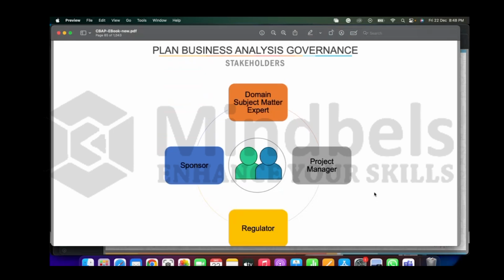Now, who are your stakeholders in governance? This is important. Four people are involved: sponsor, project manager, regulator, and domain subject matter expert. These people are required to be part of your stakeholder list when you are planning your governance activity. You have to tell these people to be part of the discussions whenever you're doing governance activities. They have to be available, so that is important.